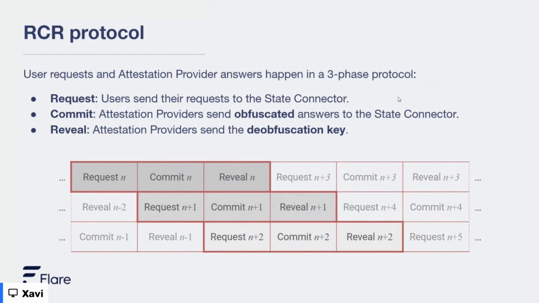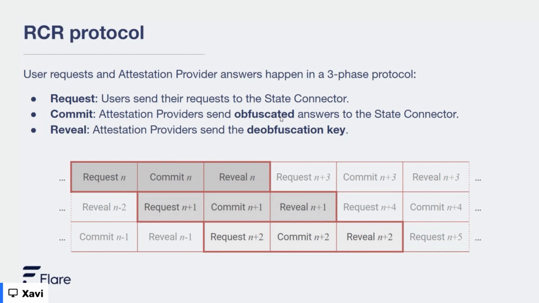Further optimization is that all the requests are made in 3 phases called request, commit, and reveal, and that's why this is called the RCR protocol. All the user requests are received during the request phase. The attestation providers submit their results during the commit phase, but these results are obfuscated. They are hashed by an unknown key so that the different attestation providers cannot peek at each other's submissions and cheat. They cannot copy the results of some other people and get rewarded by not doing any job at all.